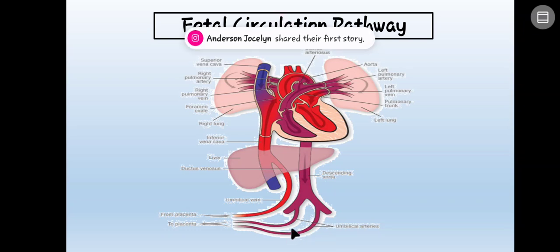Is that okay? If they should ask you in exam which structure carries the oxygenated blood from the placenta to the fetus, it is the umbilical vein. Which structure helps the blood in the umbilical vein to bypass and move directly into the inferior vena cava? It is the ductus venosus. And which structure helps the blood in the right atrium of the fetus to move directly into the left atrium? That one we are referring to is the foramen ovale.